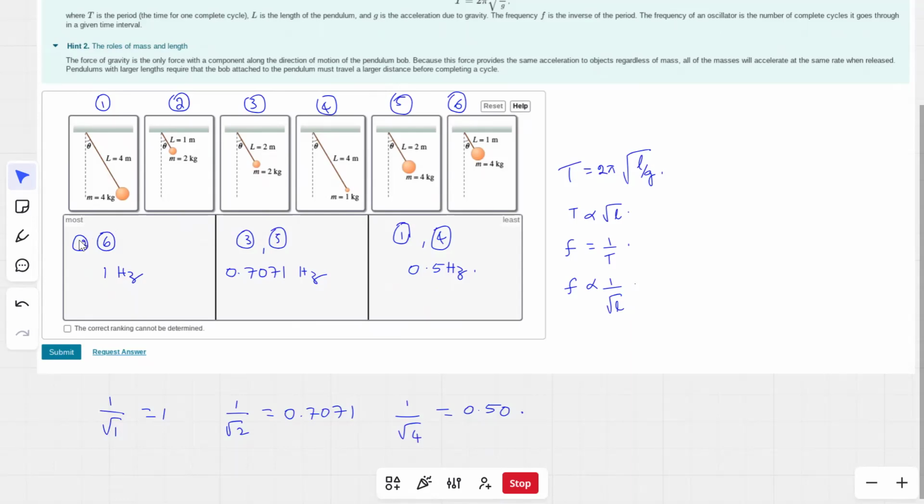So the highest frequency is 1 hertz, and the lowest frequency is 0.5 hertz. This is how I ranked these, based on the frequency.